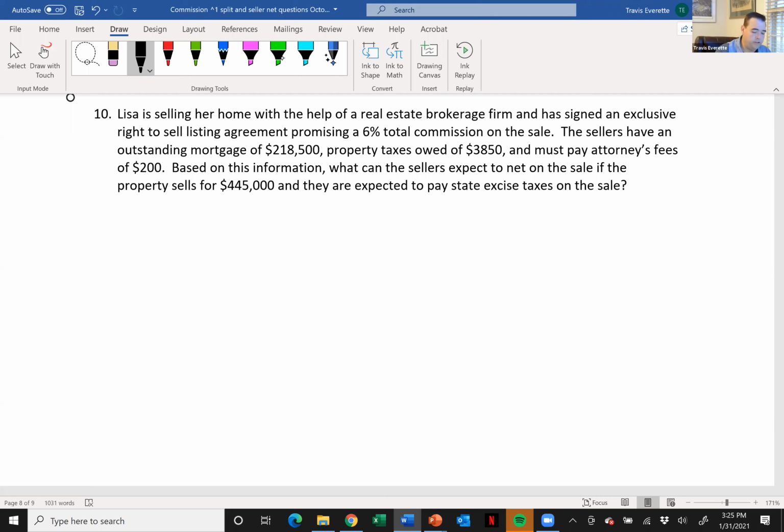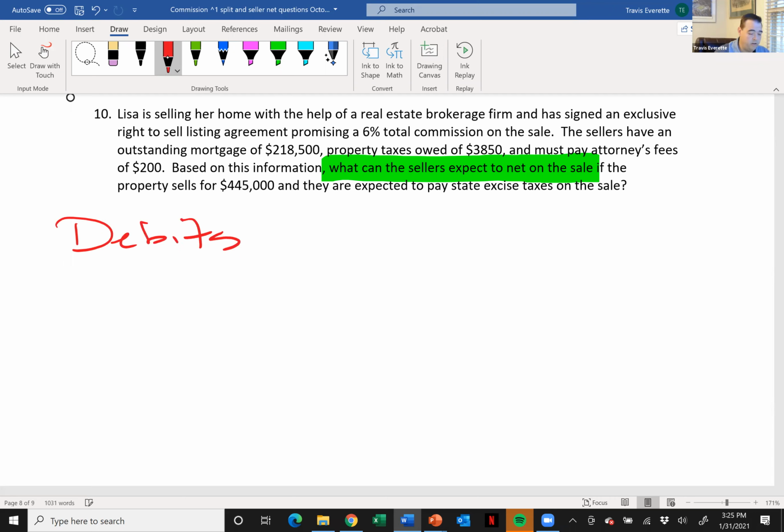There's a question right there. Finally, what can the sellers expect to net on the sale? If the property sells for $445,000 and they're expected to pay state excise taxes on the sale. So seller net is going to be debits and credits. So here are my debits. Start a list for my seller. And my credits for my seller. Start a list.